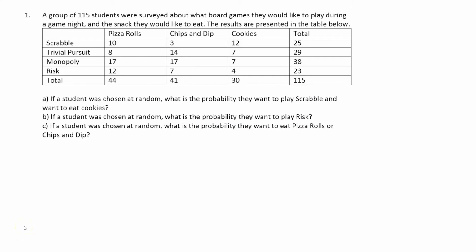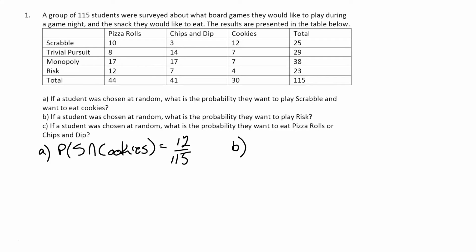Worksheet number 6, question 1, part A. It says if a student was chosen at random, what is the probability they want to play Scrabble and want to eat cookies? So in set builder notation, that's the probability that they want to play Scrabble and they want cookies. Looking at our table, we're looking at Scrabble and cookies. And because we haven't had the scope reduced by any kind of a given statement, we're looking at a total of 115 in our sample space. So the probability of Scrabble and cookies is 12 out of 115.